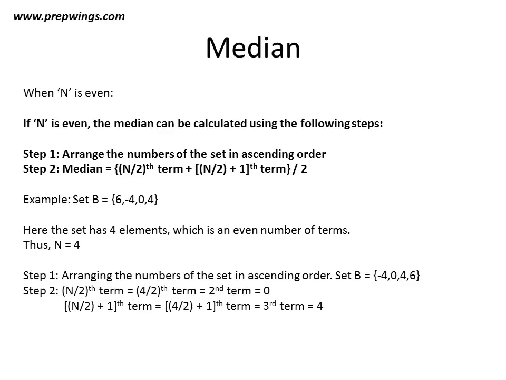Then the (n by 2 plus 1)th term, that means 2 plus 1, the third term. The third term of the set is 4 here. So the second term is 0 and the third term is 4. So median will be equal to (0 plus 4) divided by 2, which is 4 divided by 2, which equals 2. So median of set B over here is equal to 2. This is how we find the median when the number of elements in a set is even.